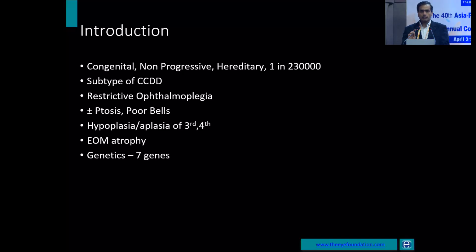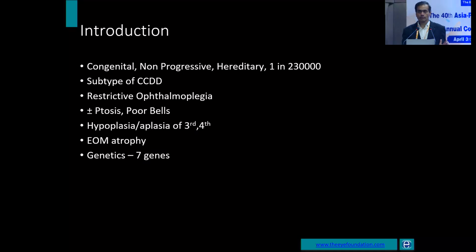Initially, it was thought that the primary pathology was fibrosis of the extraocular muscle. Later on, now we know through detailed MRI studies that it is hypoplasia or aplasia of the third and fourth nerve nucleus, and EOM atrophy is a secondary cause. A total of 7 genes have been identified.